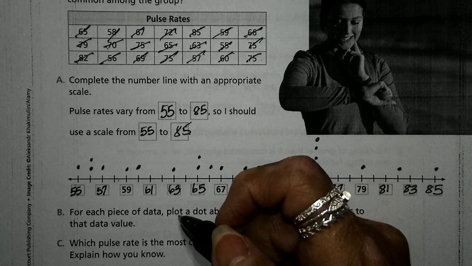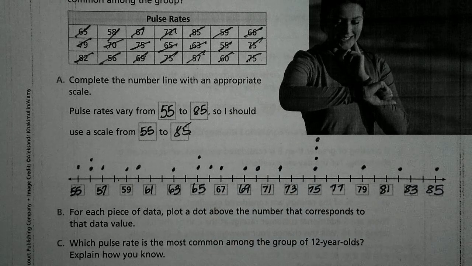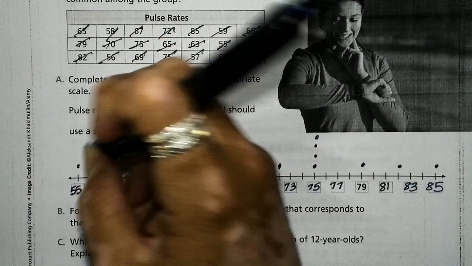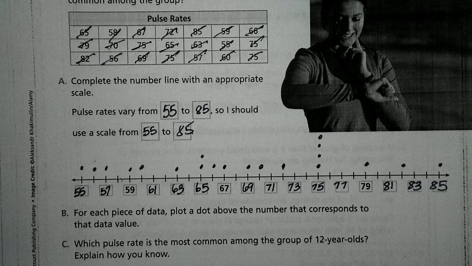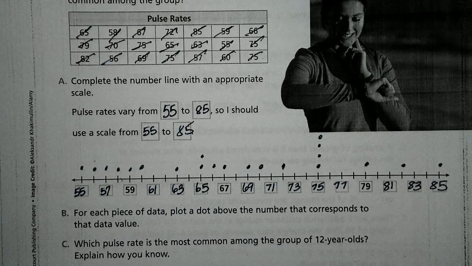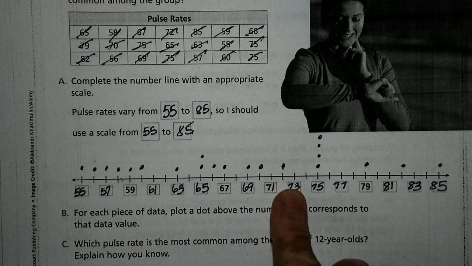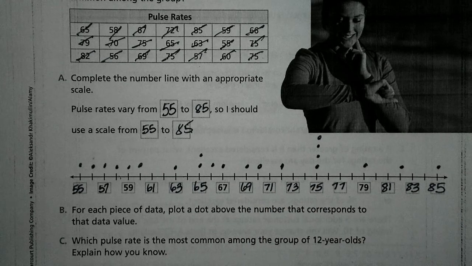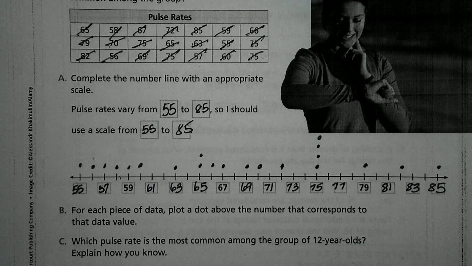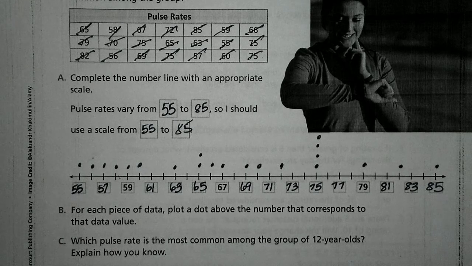Someone said I did 56 wrong. Let me go back. I think you're right. There's also supposed to be a 58. Maybe that's what I did, I put it at 56 instead of 58. 63 should be 2 here, 1 here. Skip 1. 1, 2, 3, 4. 1, 2, 3. Okay, that looks right now.